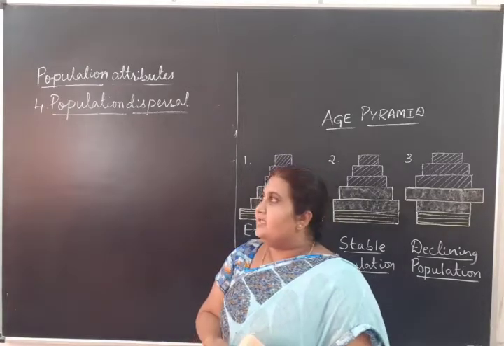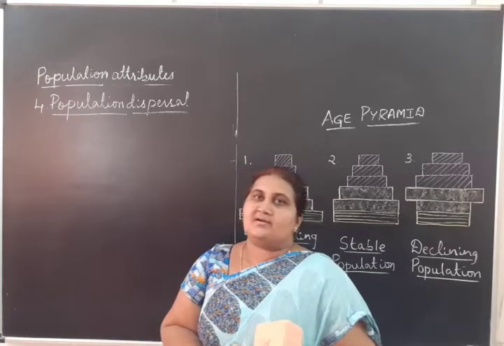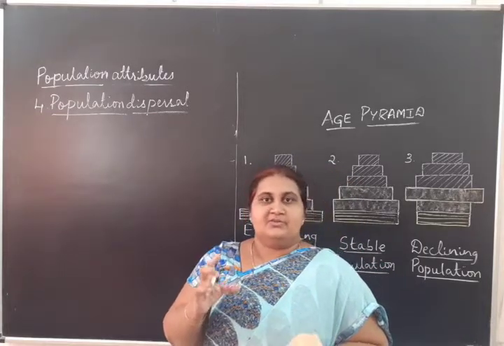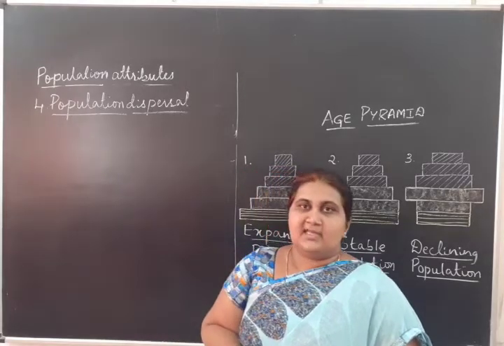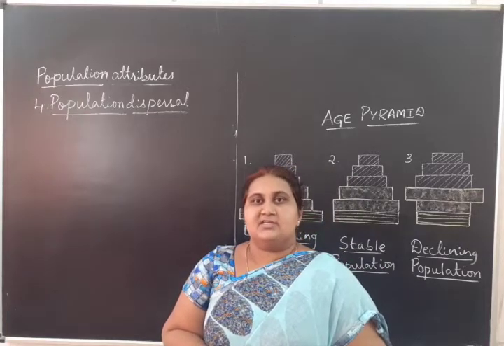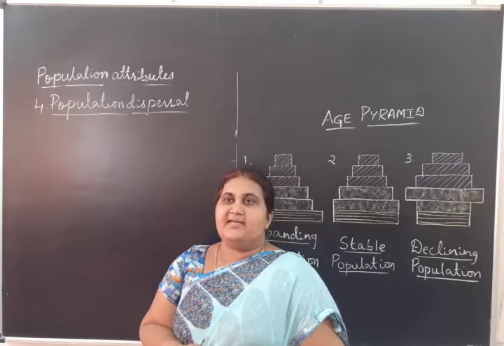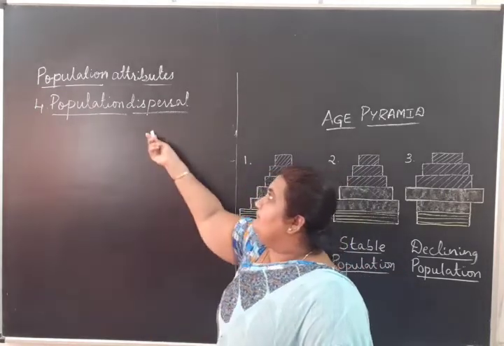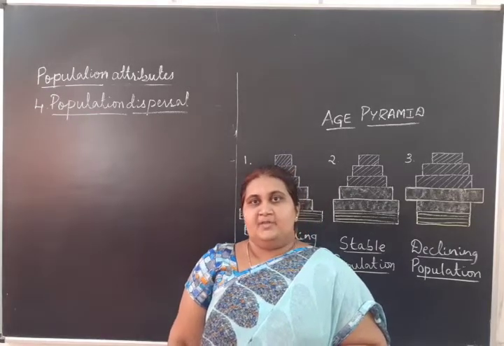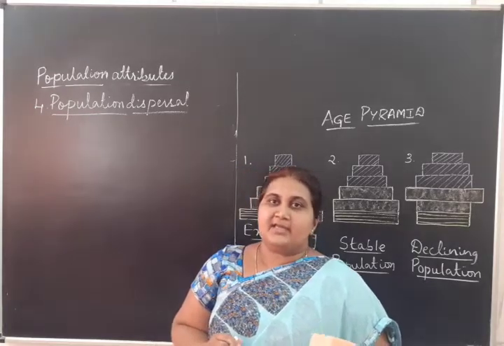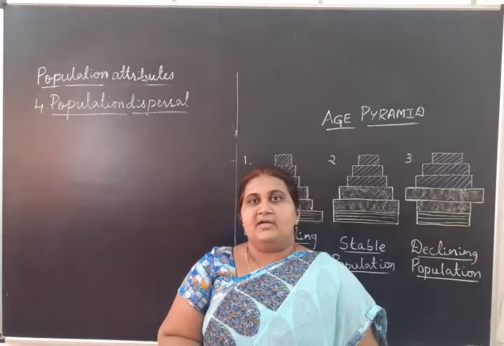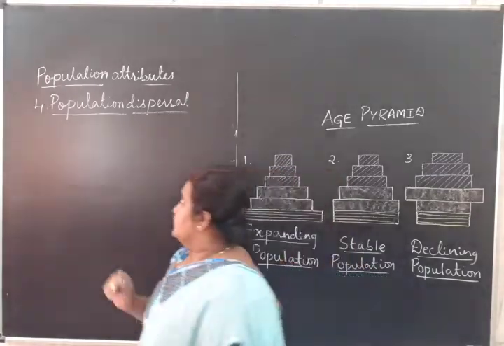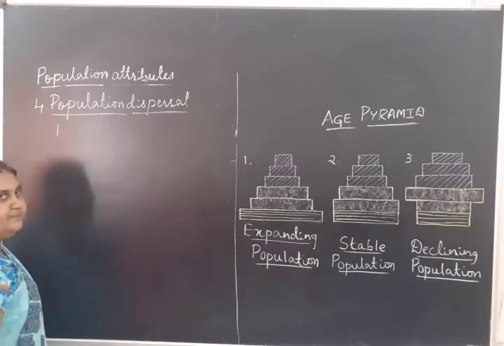Population dispersal is mainly seen to overcome overcrowding. When more individuals are found within a habitat, within a population, we can find overcrowding, or movement in search of food, or to overcome predators' effect, or to overcome stressful, unfavorable conditions. Population dispersal means movement of individuals into or out of a given population. Why? There are so many reasons. Population dispersal is of three types.